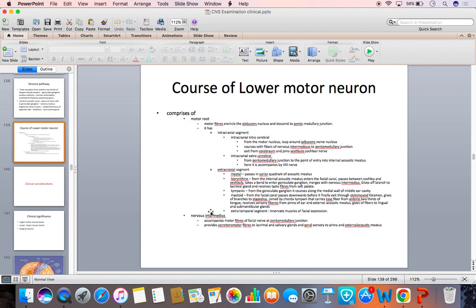Then you have the mastoid segment. Then ultimately it exits from the stylomastoid foramen to supply the muscles of facial expression. During the course of the facial nerve through the temporal bone, it gives branches to the stapedius, and it receives the chorda tympani for taste sensation. This is in brief the anatomy of the facial nerve.